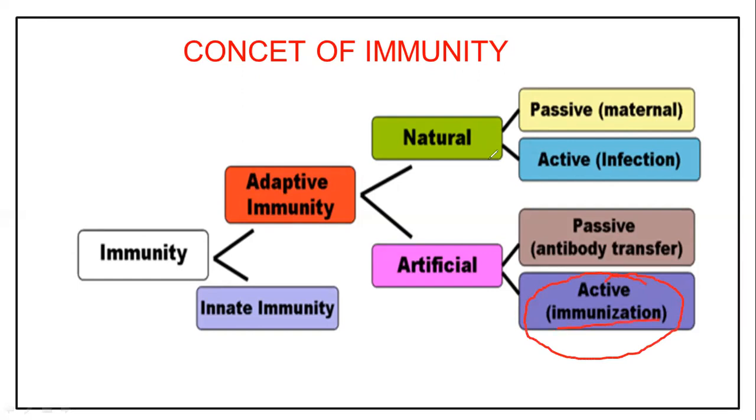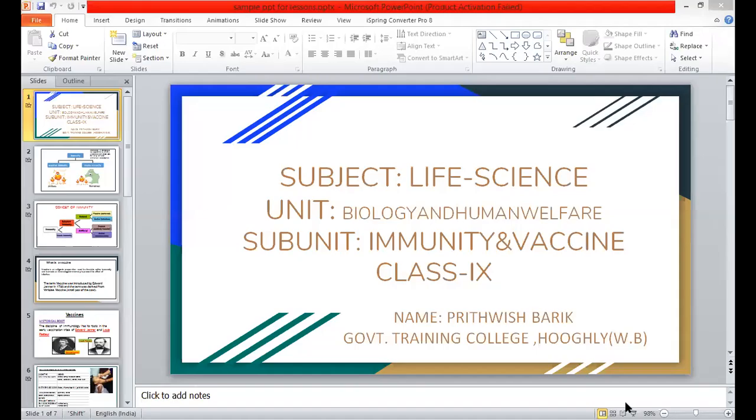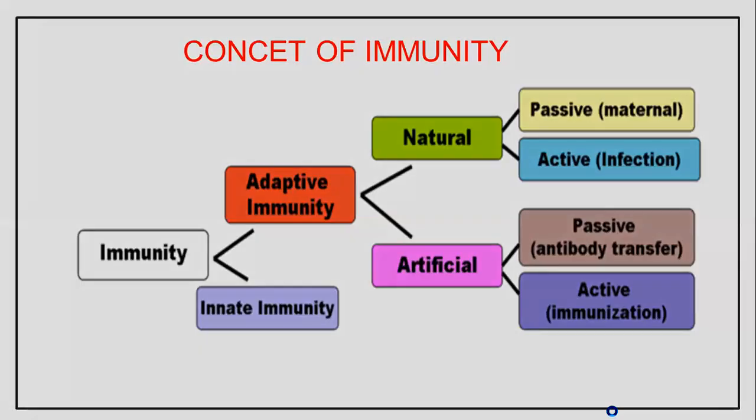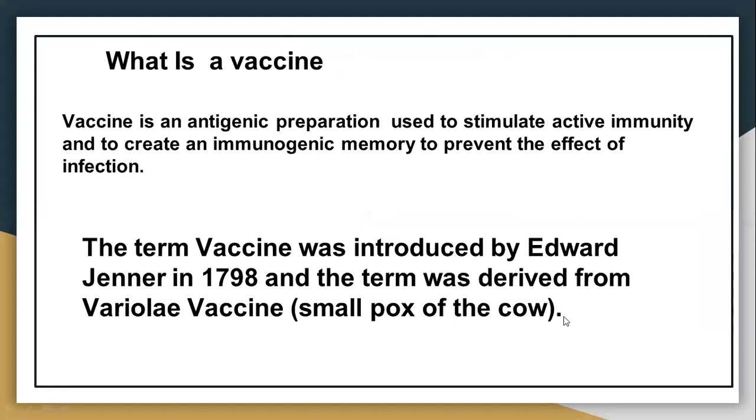Now we'll see what vaccination or a vaccine actually is. A vaccine is an antigenic preparation used to stimulate active immunity and create an immunological memory to prevent the effects of infection, right? So that we do not get infection, we produce antibodies before infection, and that's why we all take vaccination, right?